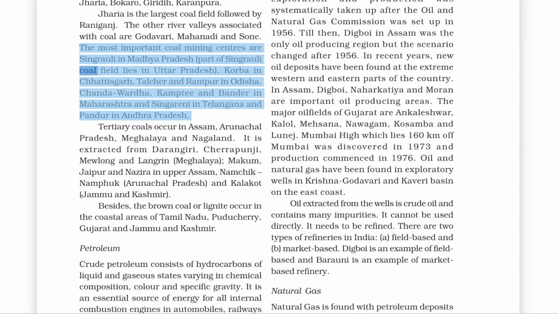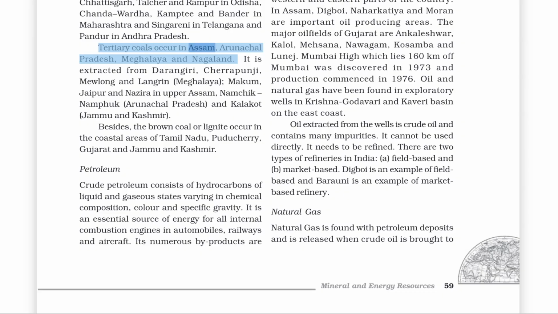Part of Singrauli coal field lies in Uttar Pradesh, Korba in Chhattisgarh, Talcher and Rampur in Odisha, Chanda, Wardha, Kamptee and Ballarpur in Maharashtra, Singareni in Telangana and Pandur in Andhra Pradesh. Tertiary coals occur in Assam, Arunachal Pradesh, Meghalaya, and Nagaland.